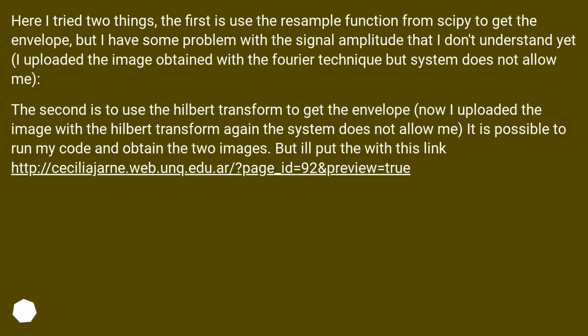Here I tried two things. The first is to use the resample function from scipy to get the envelope, but I have some problem with the signal amplitude that I don't understand yet. I uploaded the image obtained with the Fourier technique, but the system does not allow me.